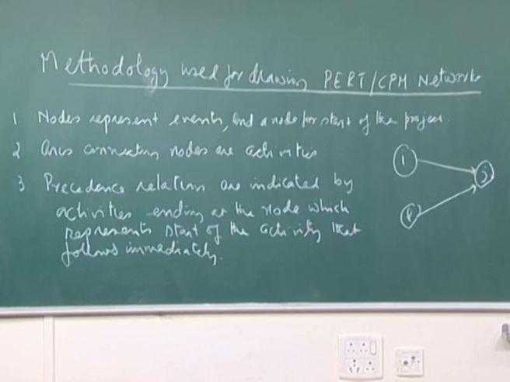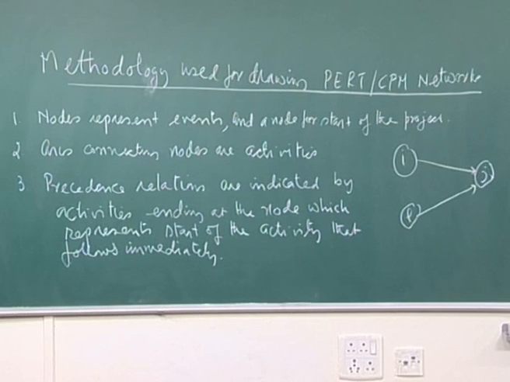So, arcs connecting nodes are activities, and precedence relations are indicated by activities acting at the node which represents the start of the activity that follows immediately. For example, if you have the activity jk, then activity jk cannot begin unless both activities ij and lj end at node j. So when two or more arcs end at a particular node, they all represent the activities which are immediate predecessors for the activity which begins at node j.